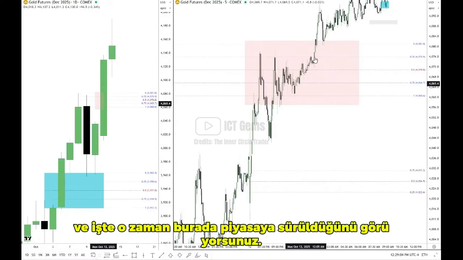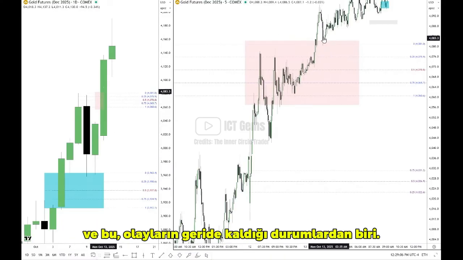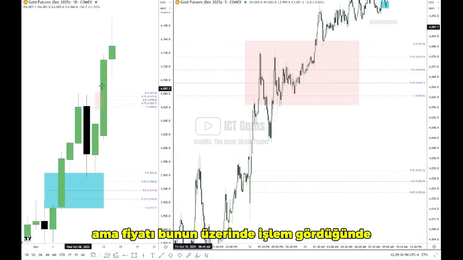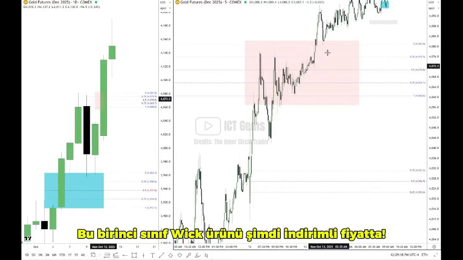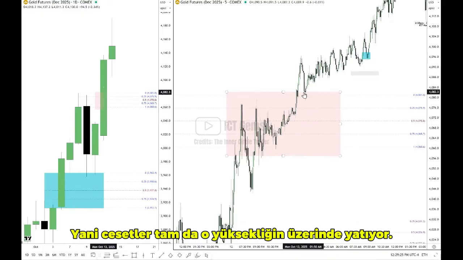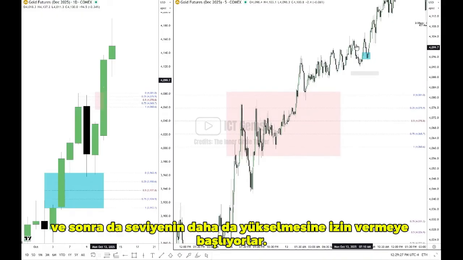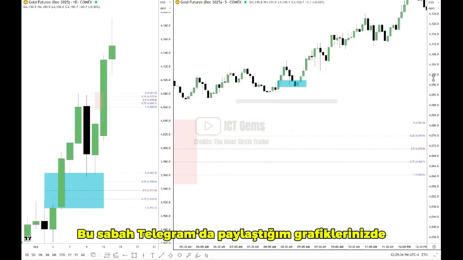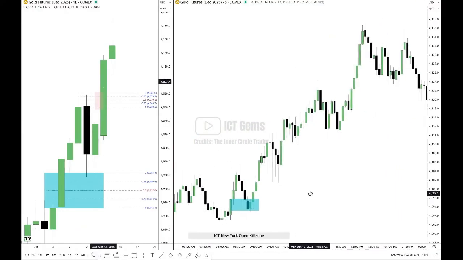And that's when you see it release here. This is one of those instances where it leaves the area of focus, which is this premium wick. But when it trades above it, this premium wick acts as what? It is now a discount array. So the bodies are laying right on top of the high of it, and then they just start letting it go higher. In the charts that I shared this morning in Telegram, you see me do this.